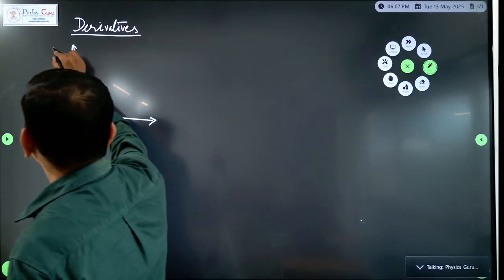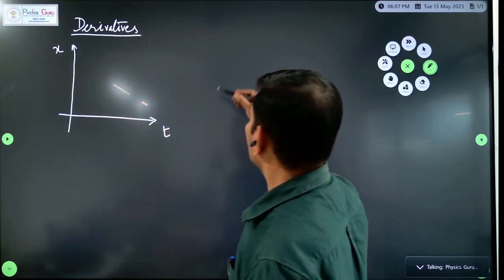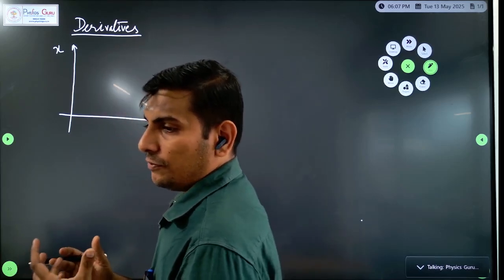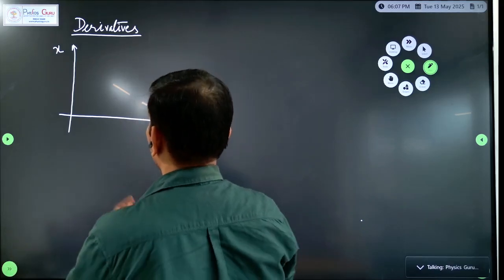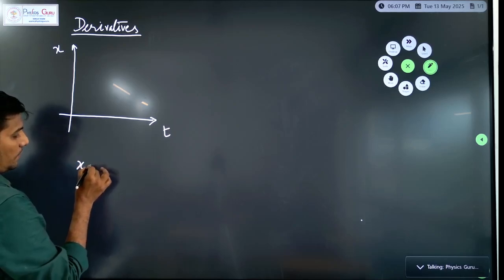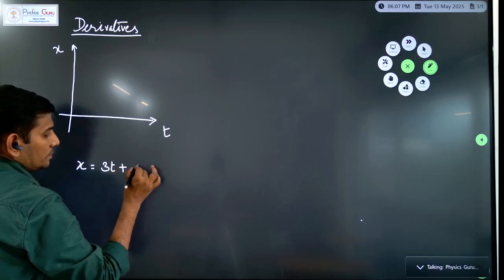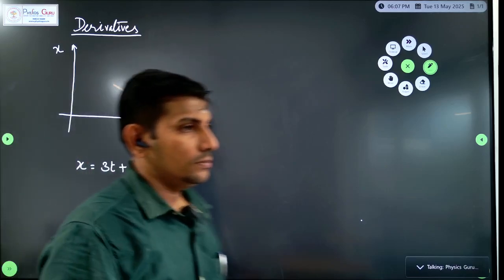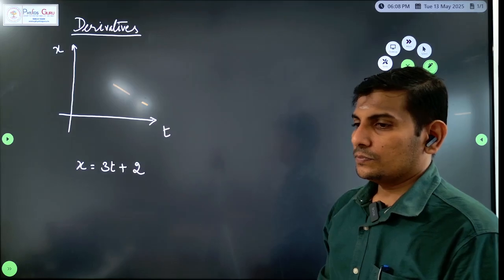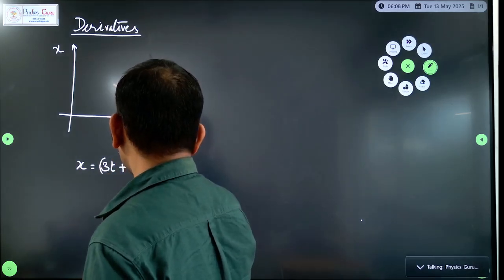So I take a particular quantity, that is, displacement versus time. I take the displacement versus time in the form of an equation. So let's take this in the form of an equation. So x is equal to 3t plus some number 2. Here I have taken this. I am describing displacement, which is given by this equation.